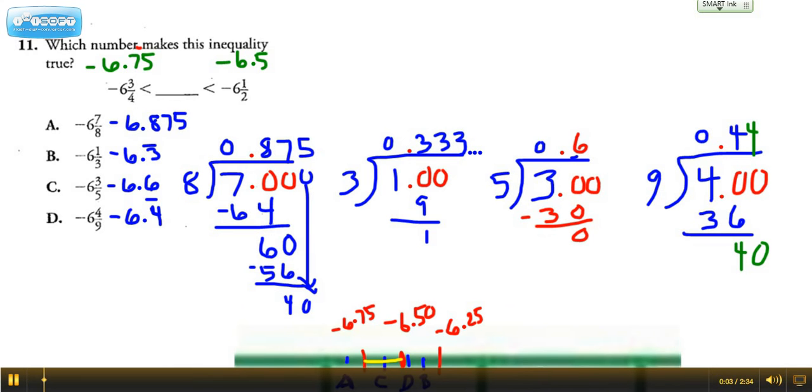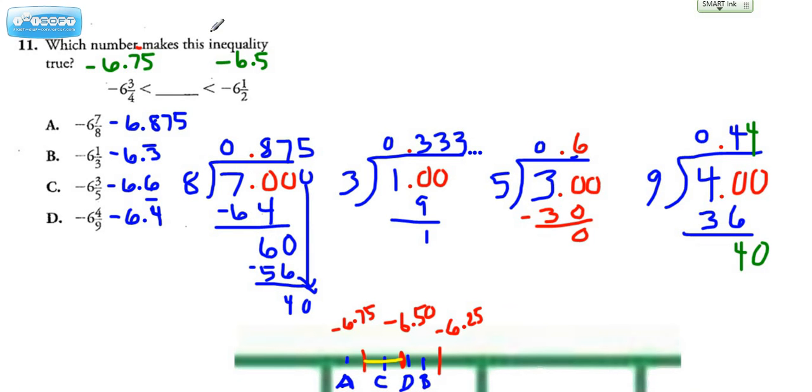We're taking a look at question number 11. It says, which number makes this inequality true? And they give you negative 6 3/4 is less than some value, which is less than negative 6.5. So I believe it's probably going to be your best approach to turn everything into decimals.